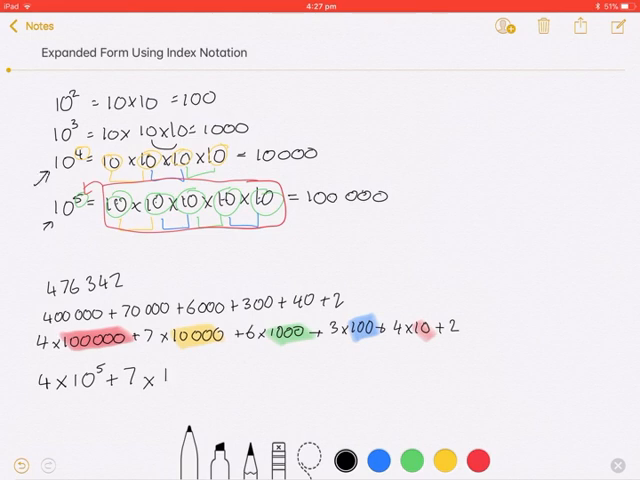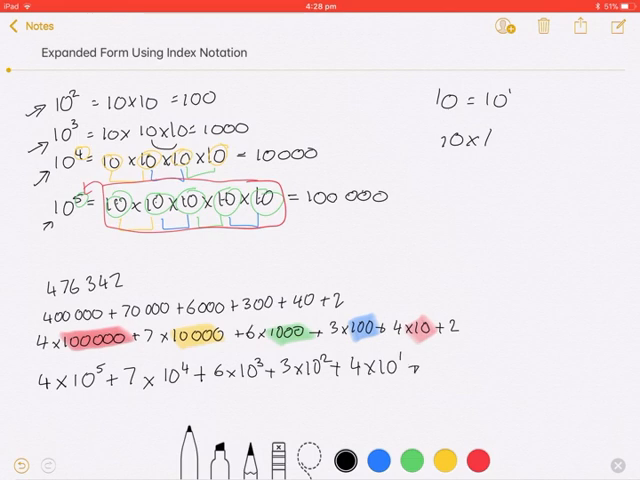Up there. 10 to the power of 4 plus, there's 6 here, and that's 1,000, plus 6 times 10 to the power of 3, and there's my 100, 3 times 10 to the power of 2, plus, now this one's interesting because I didn't put this one up here before, but the number 10 is actually written just 10 to the power of 1, because it's 10 times 1 is 10. So the last one is 4 times 10 to the power of 1 plus 2.